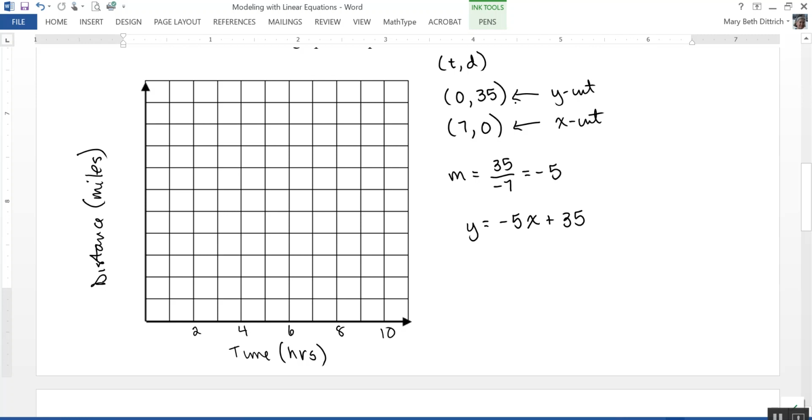But now my distance, notice that my furthest distance is 35 miles, so I'm going to count this by 5. So 5, 10, 15, 20, 25, 30, 35, 40. I'm going to count by 5s over there. So my y-intercept is 0, 35, which would be this point right here. And my x-intercept is the point 7, 0, which would be this point right here. And I can just connect those 2 points. And notice again that there are not arrows on the end of this because I'm not going to have negative time and I'm not going to have negative distance.